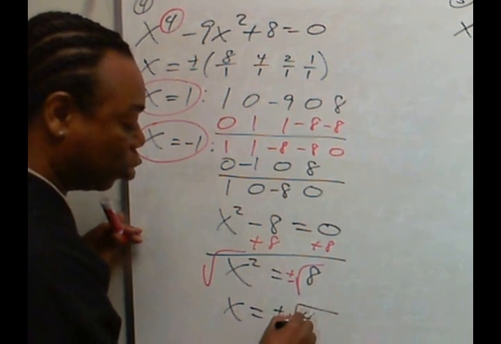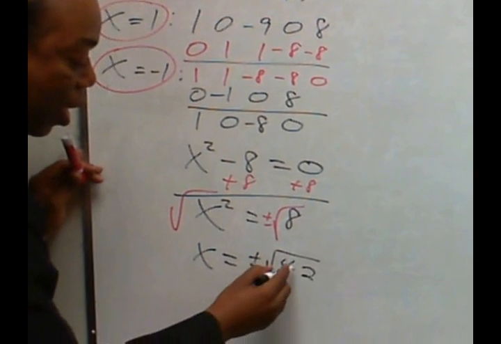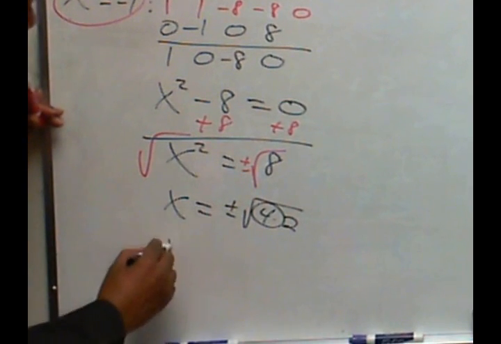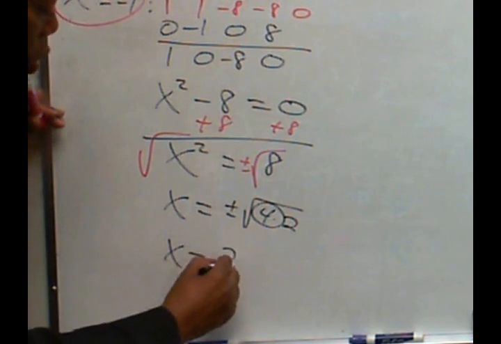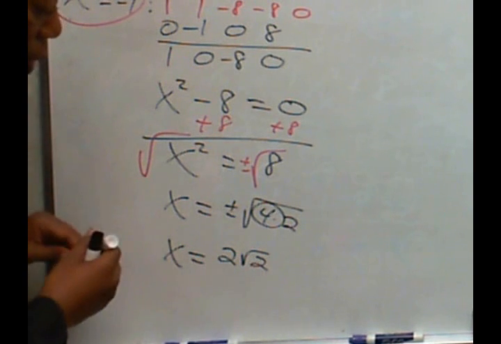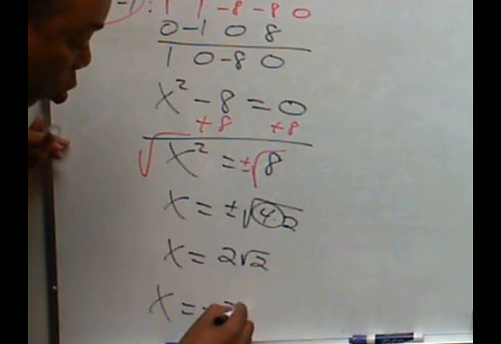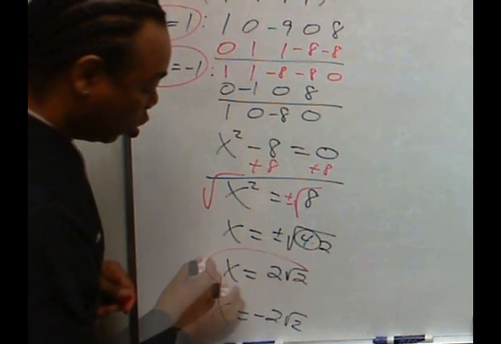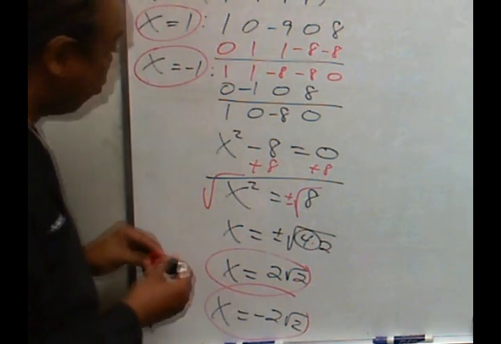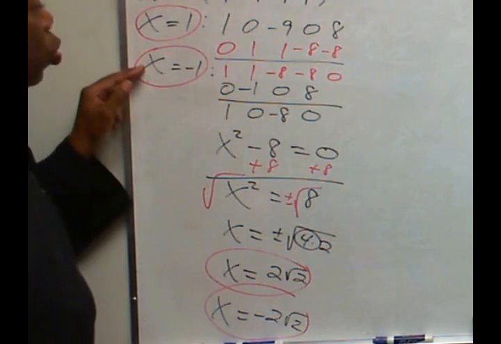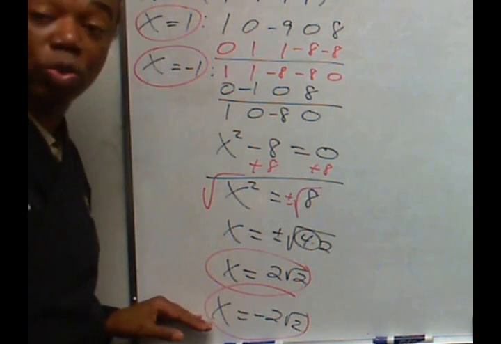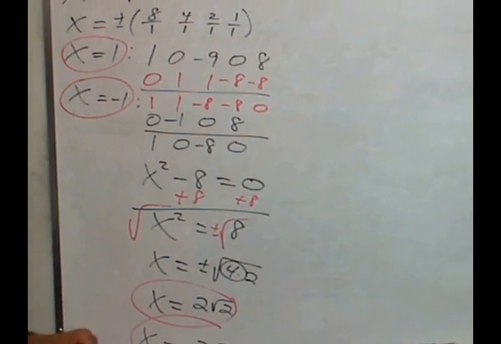The 8 breaks down to a 4 times 2, and the 4 can come out. So we get x equals 2 square root of 2 as one of the solutions. And the 4th solution is -2 square root of 2. So these are the 4 solutions: 2 rational solutions and 2 irrational solutions.